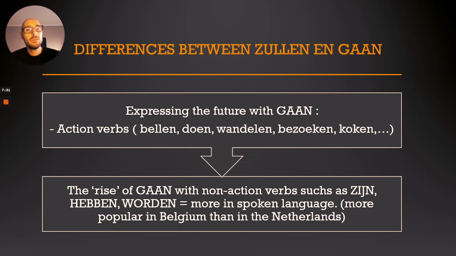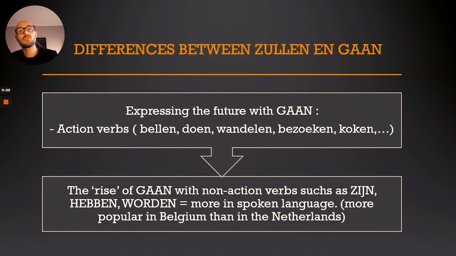But when we use gaan, we will express the future with gaan with action verbs. Now, what are action verbs? Action verbs are verbs like to call, to do, to walk, to visit, to cook, like activities, right? So with an action verb, you can use gaan. You can say, ik ga bellen, ik ga doen, ik ga 10 kilometer wandelen, ik ga mijn ouders bezoeken, ik ga pasta koken. So basically, I'll call, I'll do something, I'll walk 10 kilometers, I'll visit my parents, I'll cook pasta, and so on. So then you can also use gaan.